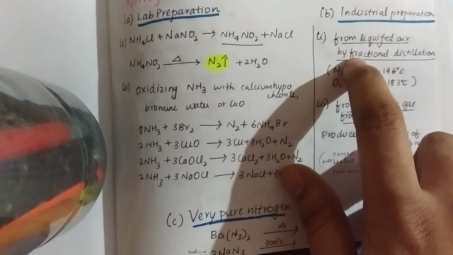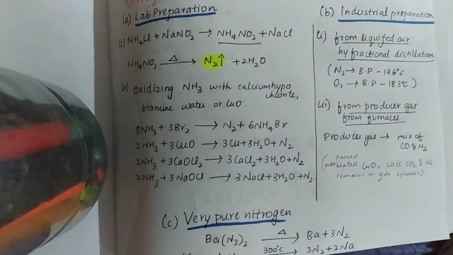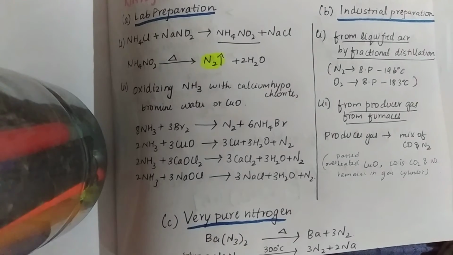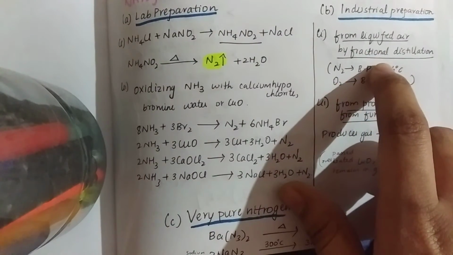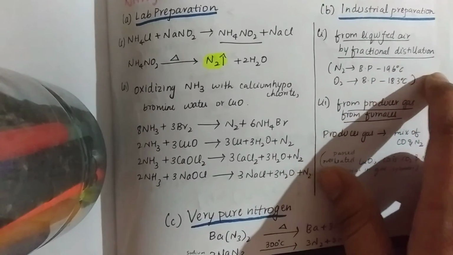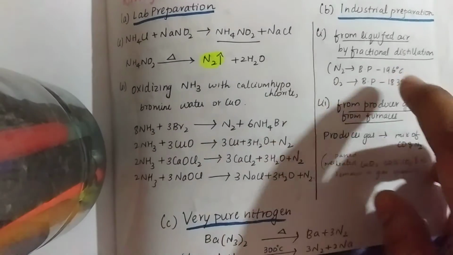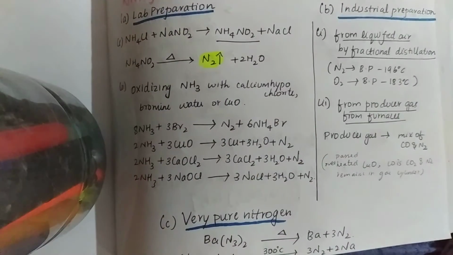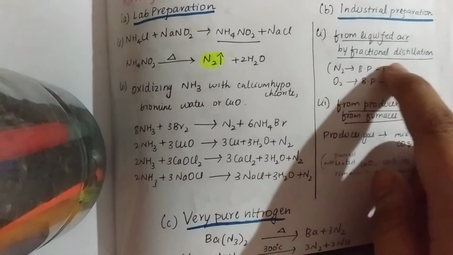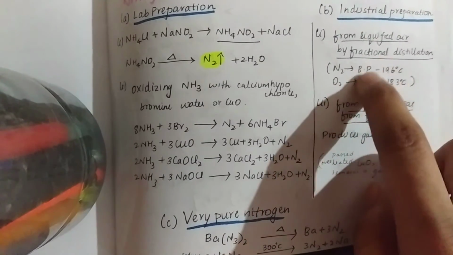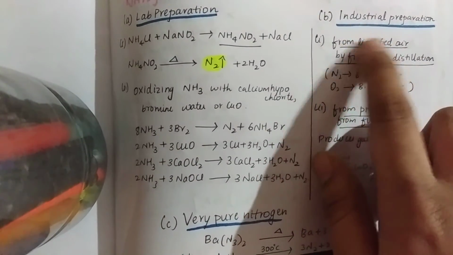So when we take a small portion of air in the atmosphere and liquefy it by fractional distillation, we get N2 and O2, because O2 is also in large amount, it is 21%, whereas nitrogen is 78%. Their boiling points are nearly the same, so we can separate them by using fractional columns, and here you go, we get industrial preparation.